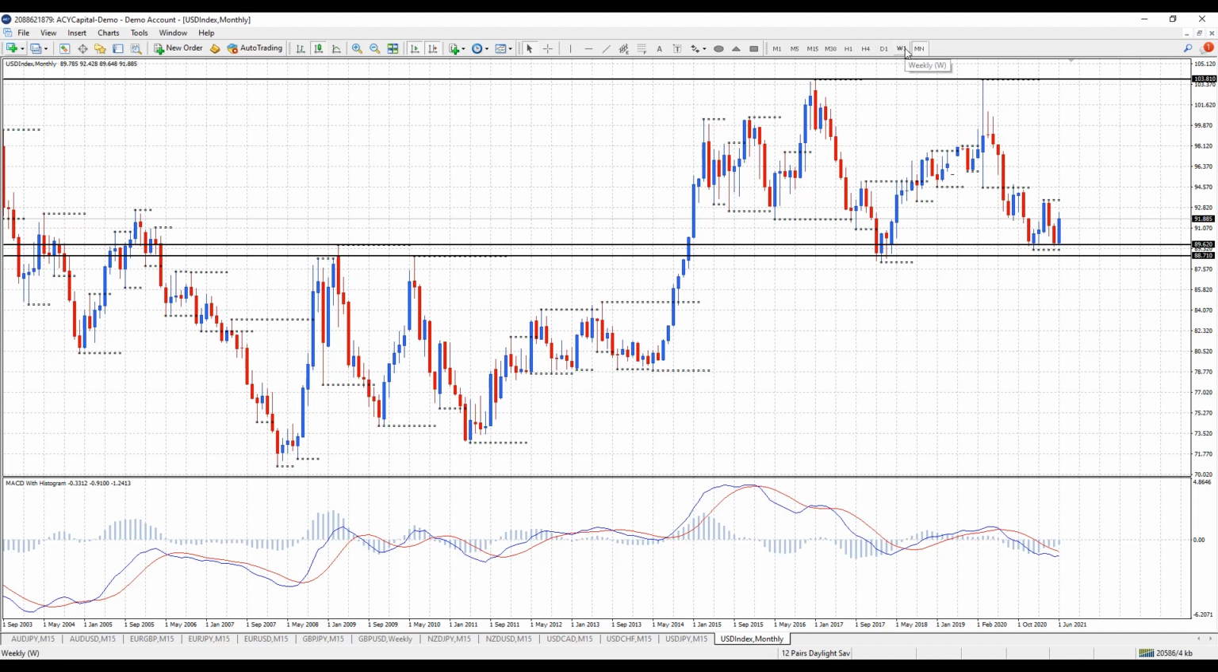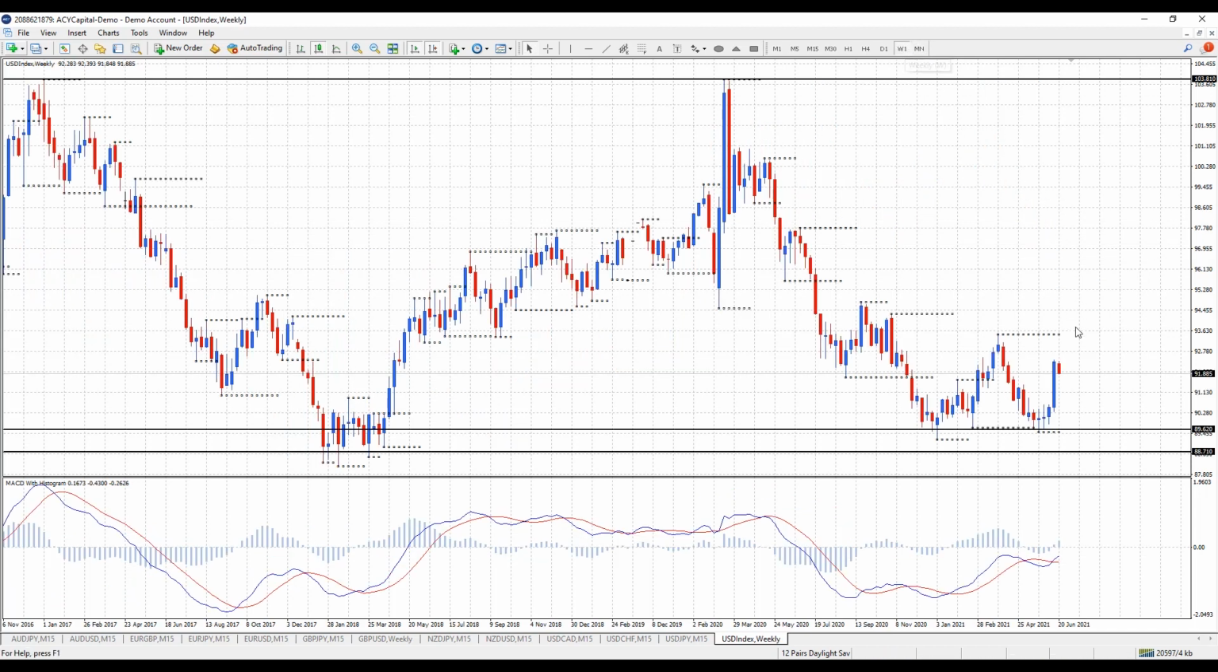Moving it down to the weekly, we can see that we've had a double bottom forming here. Price is moving up. We may well test this high over time. MACD is crossing up, so that's all positive on that time frame.